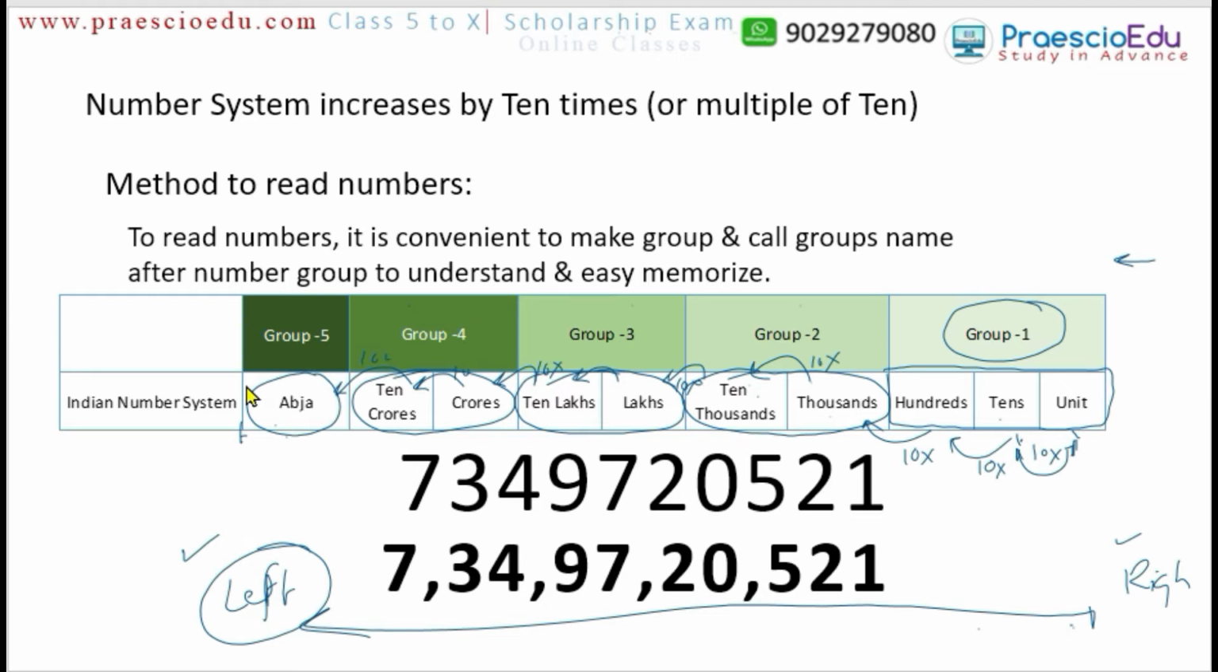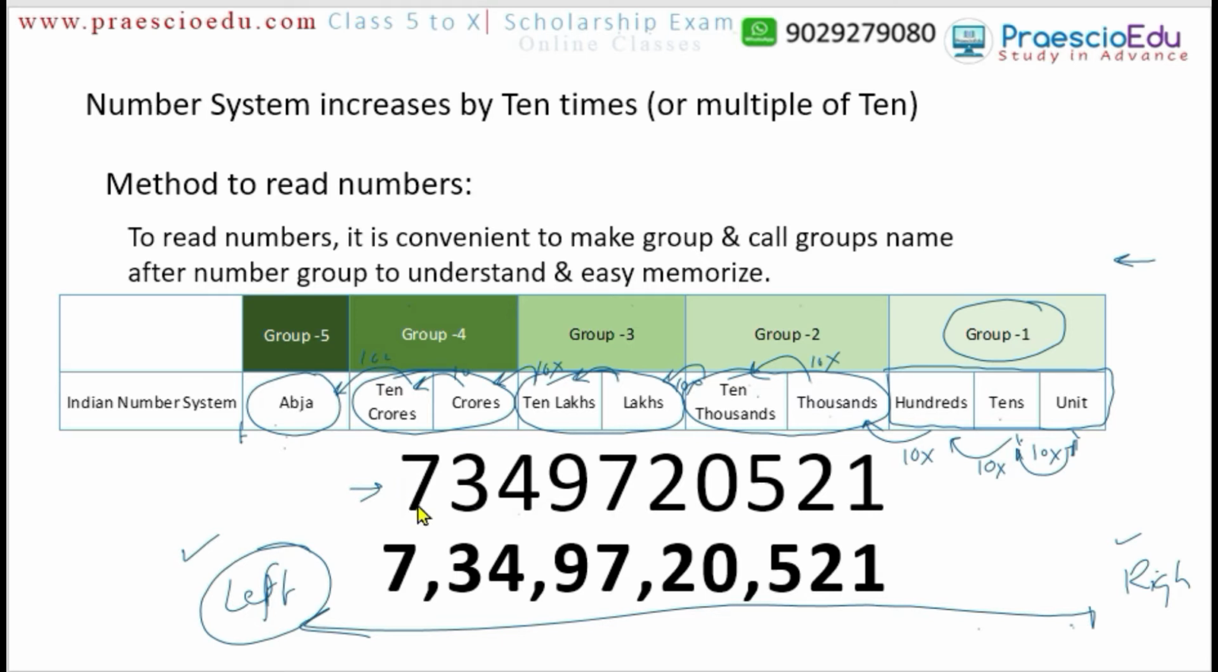Now while reading, we first read from the biggest group, whatever the place values are in our system. Suppose we read this number: 7349720521. Is it the correct way? No. If I read it like this, you cannot understand what exactly the number is.